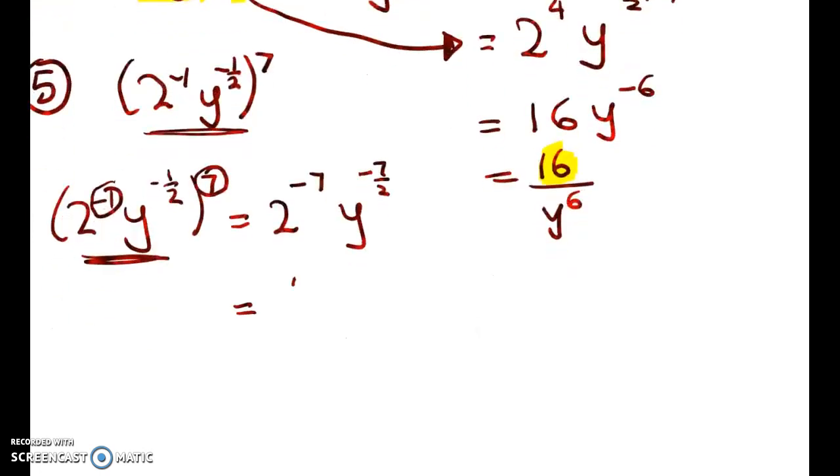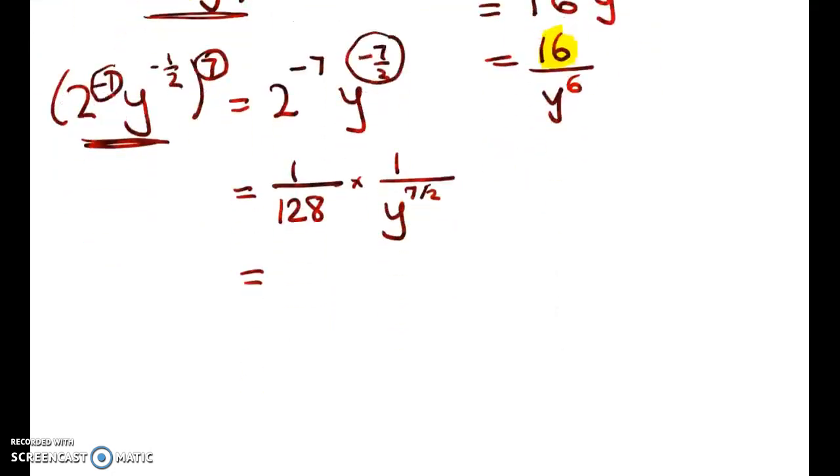So 2 to the power of negative 7 is 1 over 2 to the power of 7, which is 128, times 1 over y to the 7 over 2, dealing with the negative sign. So cleaning that up and writing it in surd form gives me this.